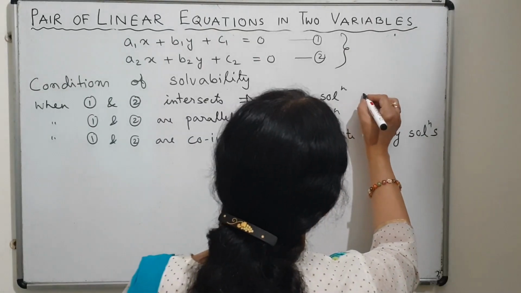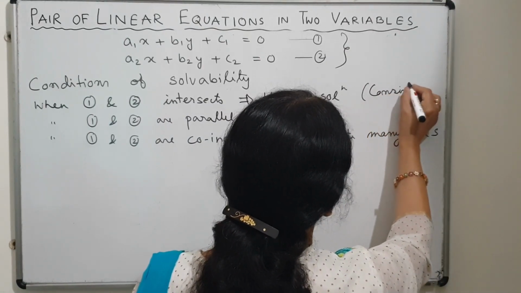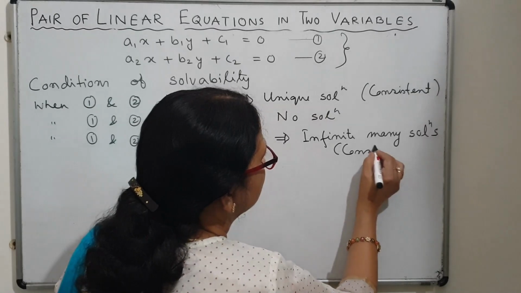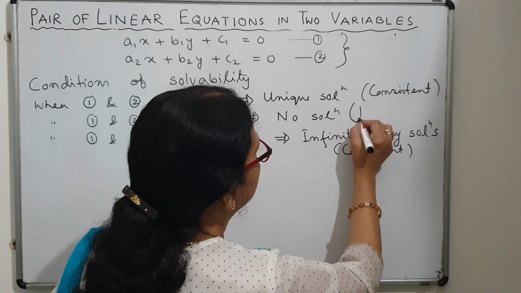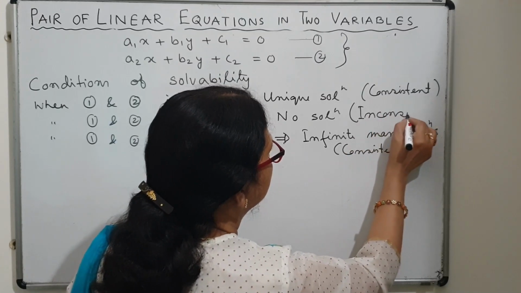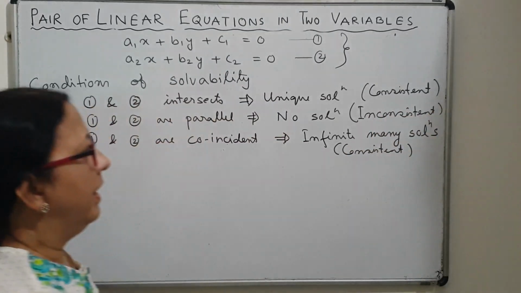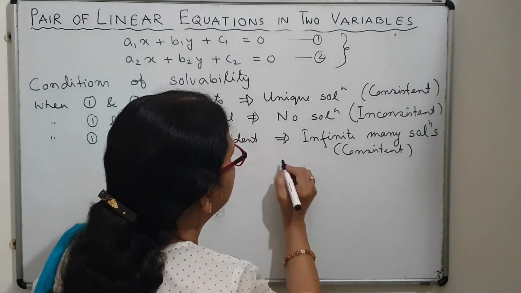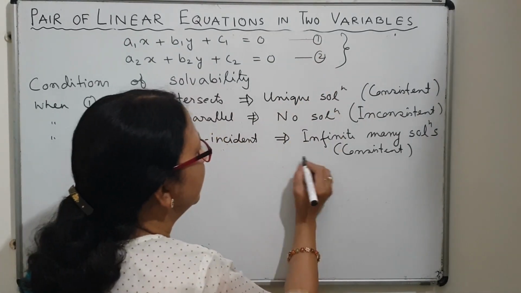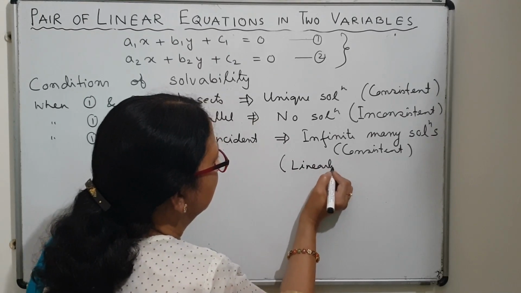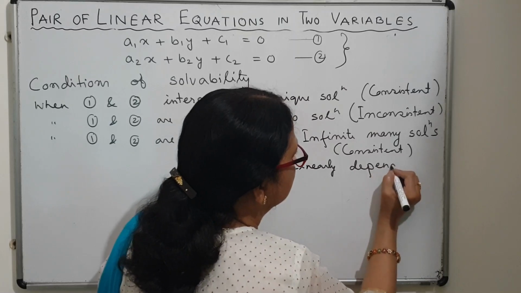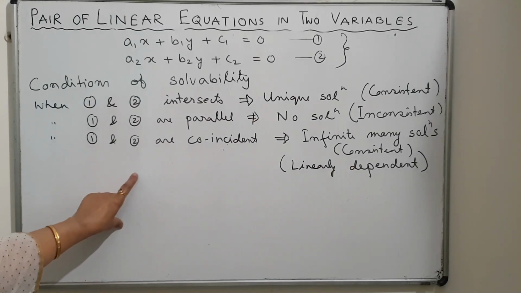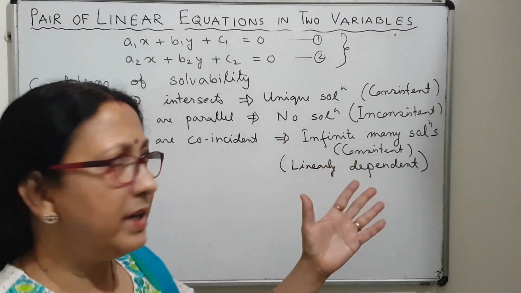So in this case, this is consistent. Also in this case, when there are infinitely many solutions, then also it is consistent. But in this case, it will be inconsistent. And also when the pair of linear equations has infinitely many solutions, we say that the pair of equations is linearly dependent. Okay. So now these things are possible to know only when you plot the graphs.